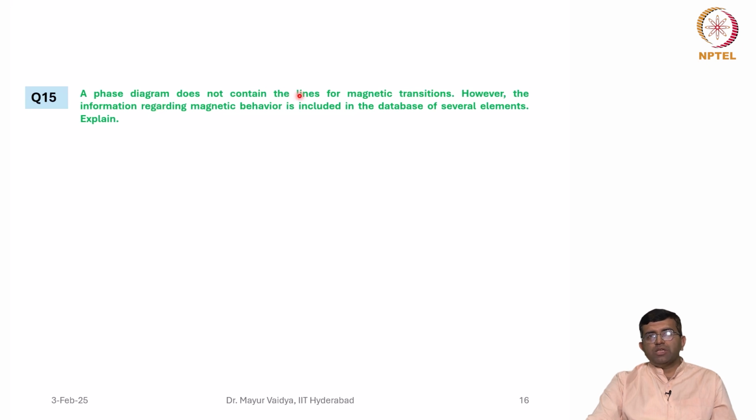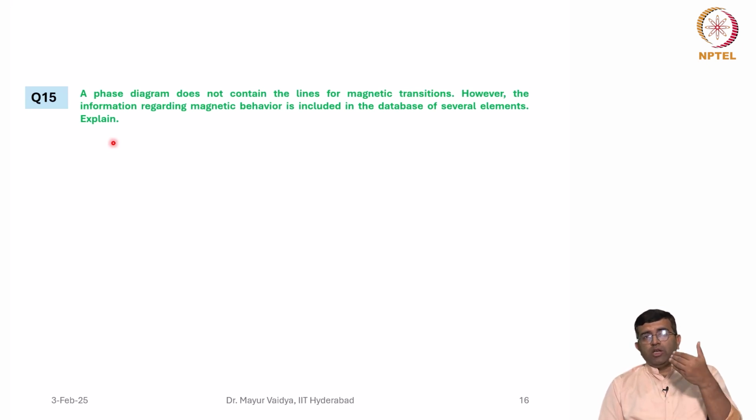A phase diagram does not contain the lines for magnetic transitions. However, the information regarding magnetic behavior is included in the database of several elements. Can we explain this? See, if you look at an iron carbon phase diagram, you will see a transition from BCC iron to FCC iron, then again to BCC. But you will not see there a transition from a paramagnetic to a ferromagnetic phase. Those equilibria are not depicted in the phase diagram.